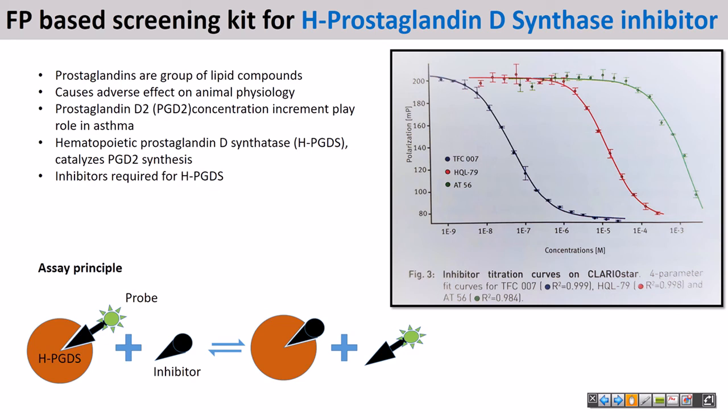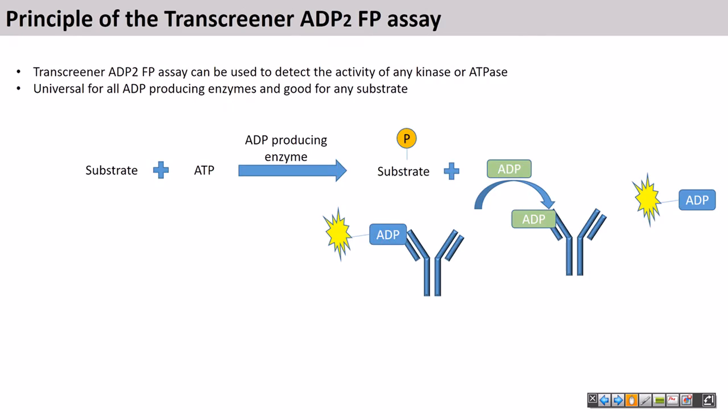If you are screening for an inhibitor, and it has a tendency to bind with this active site, it will remove the probe into solution. So in the initial condition, you will have a probe bound to your enzyme, so it's a bigger size. Whereas if you get an inhibitor, it will replace that probe, and you will get a smaller fluorophore molecule, so you will see a decrease in the fluorescence polarization. They are showing some control study where they have used this kit, and these are the known inhibitors, so it's fine.